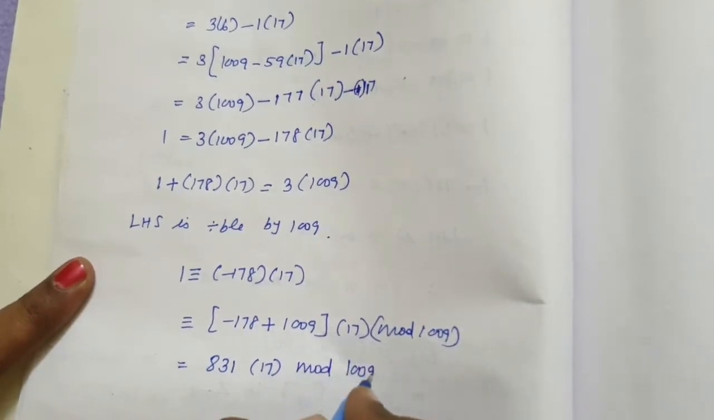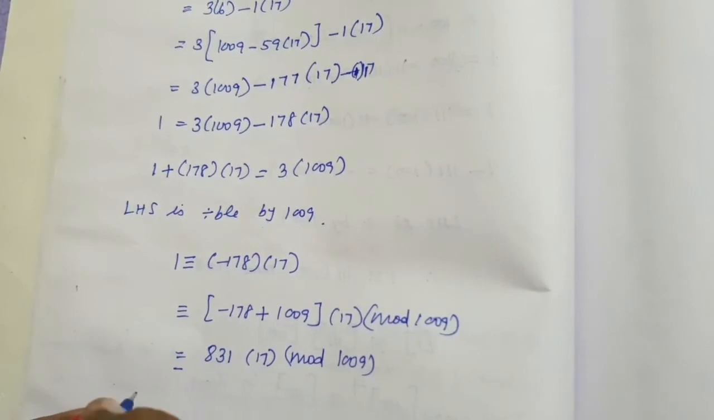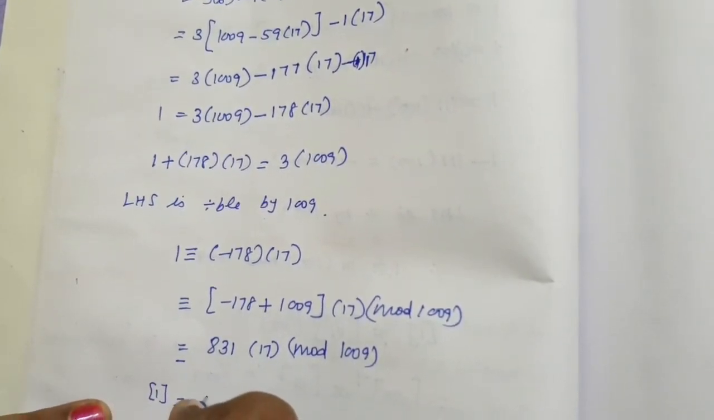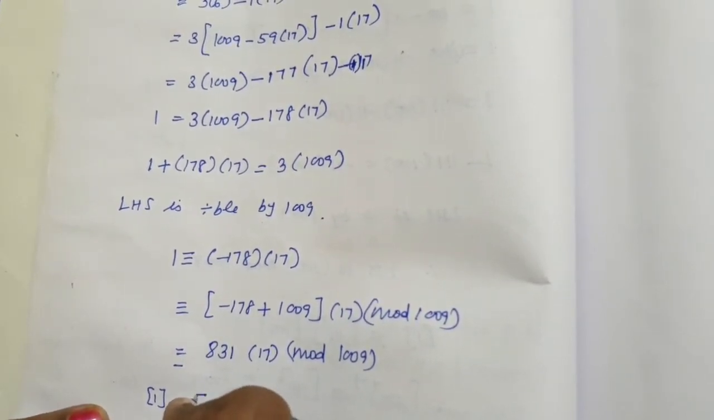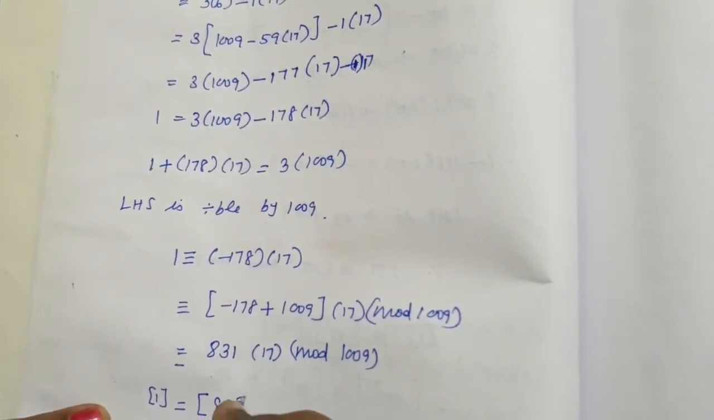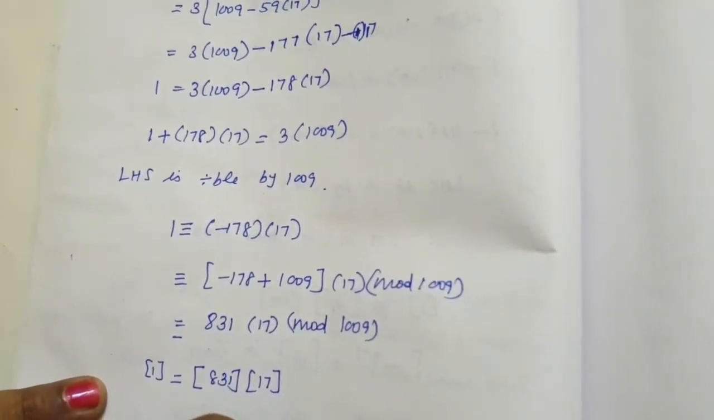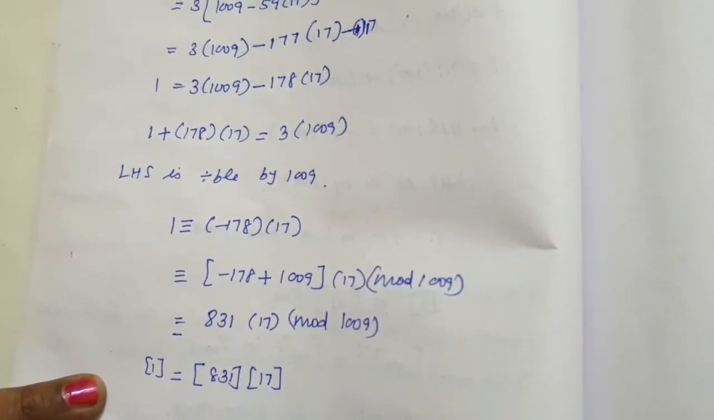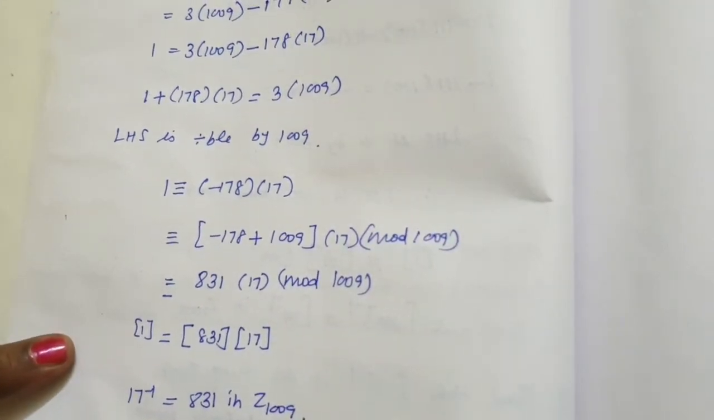Mod 1009. So the equivalence class of 1 is equal to 831 into 17. Therefore, 17 inverse is equal to 831 in Z1009.